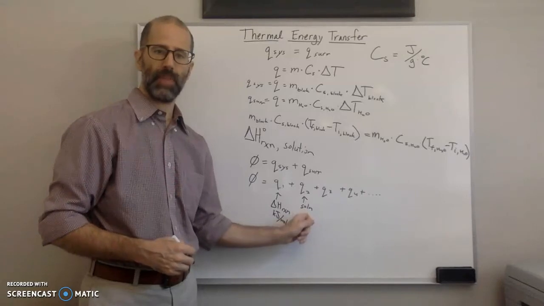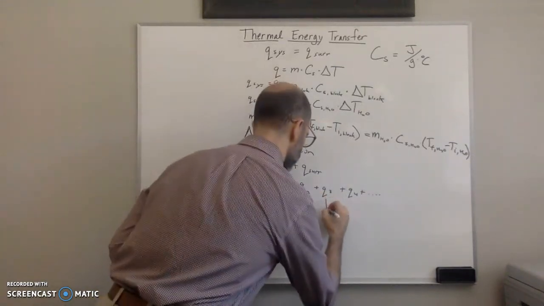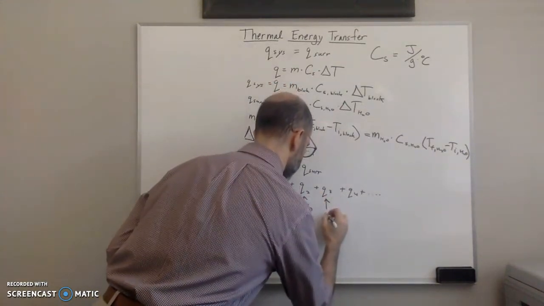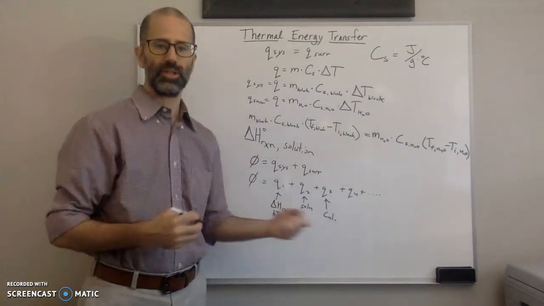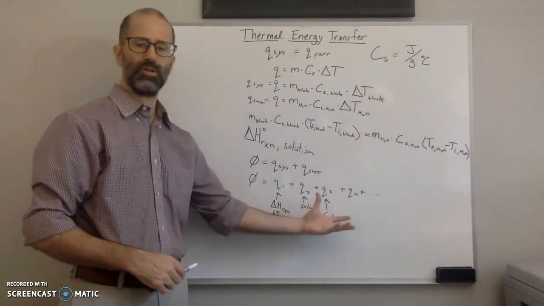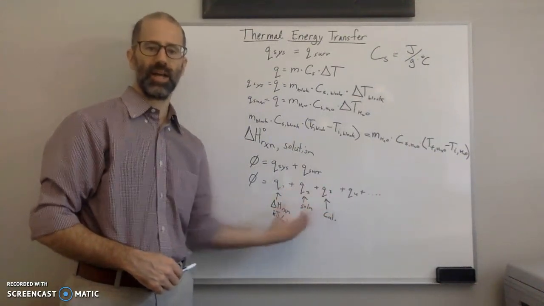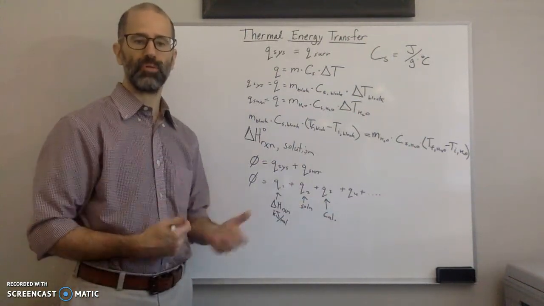So maybe that's your mass times the specific heat times the change in temperature. Or maybe this here is your calorimeter, right? So your calorimeter is going to absorb some heat. So you just need to figure out what the Q values are, what the signs are, negative, positive, and then what you end up doing is adding them together and solving for the missing part.